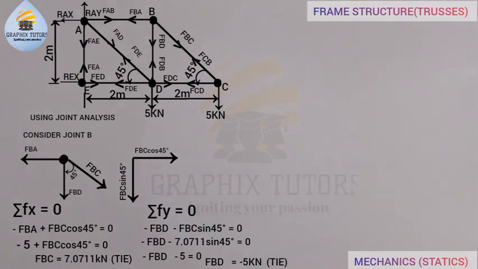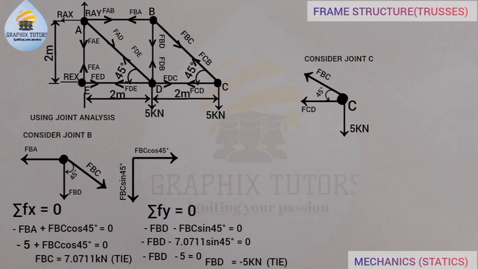So going forward here, we're going to be considering joint C. Considering joint C, we have FCD, FCB, and 5 kilonewton, just as you can see in the diagram, right? Since FCB is inclined, we resolve it. So we'll have FCB sin 45 and FCB cos 45 in this direction here, right? So we resolve that.